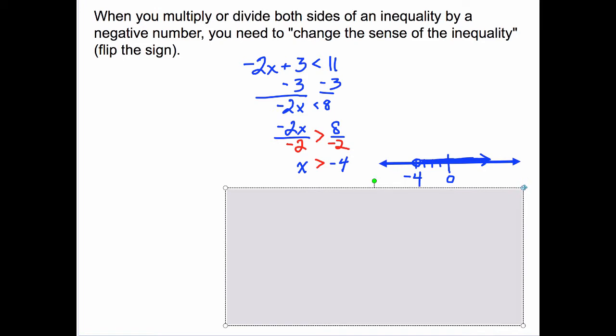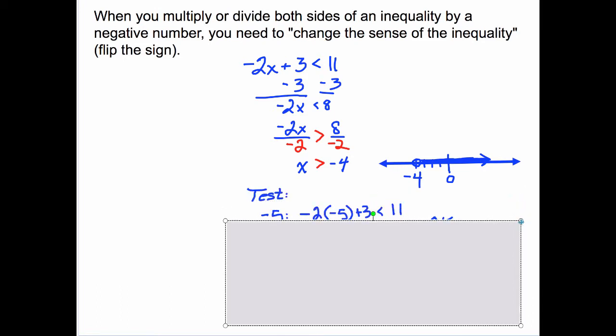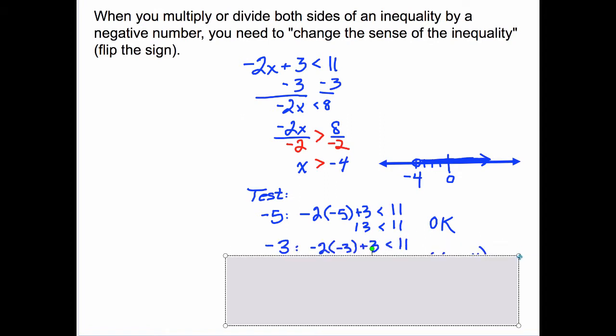So let's check. Now, when we check, negative 5 is not greater than negative 4, so negative 5 should fail, and negative 3 should make it true. So let's see. We test negative 5. Negative 2 times negative 5 is 10, plus 3 is 13. 13 is not less than 11, but that's okay, because negative 5 should fail.